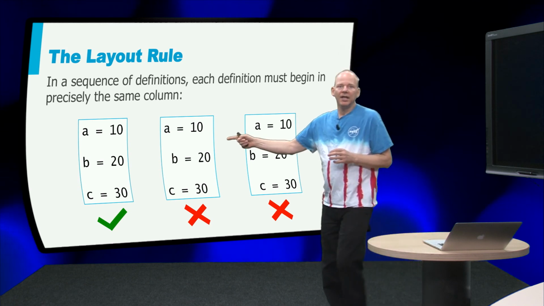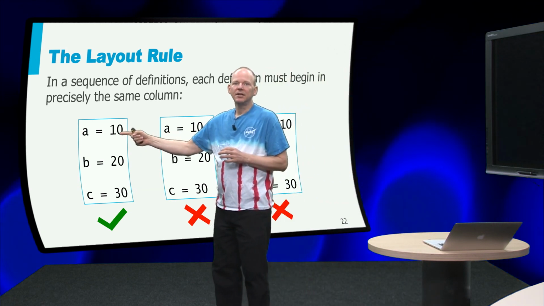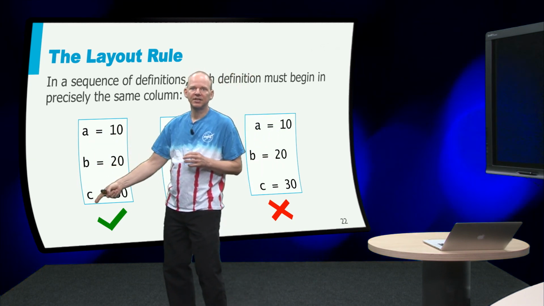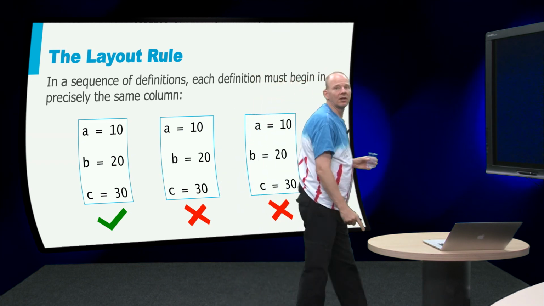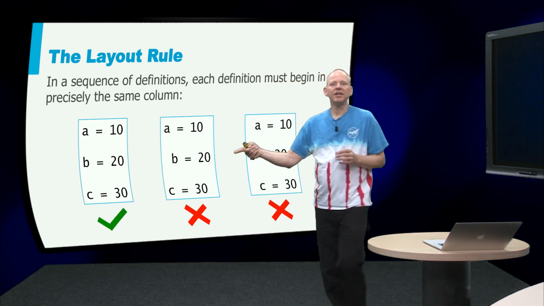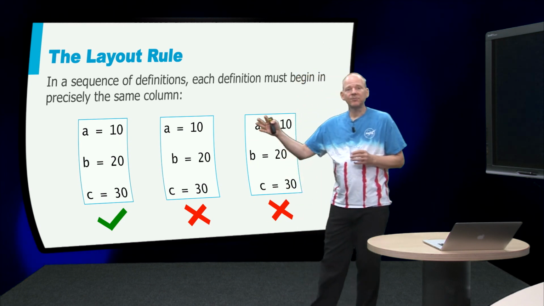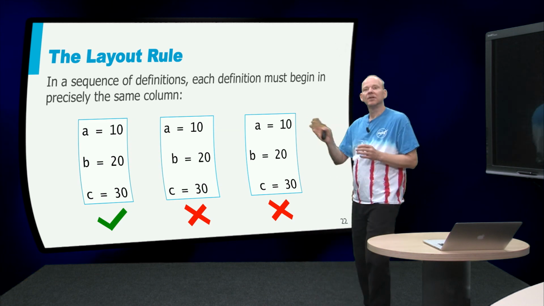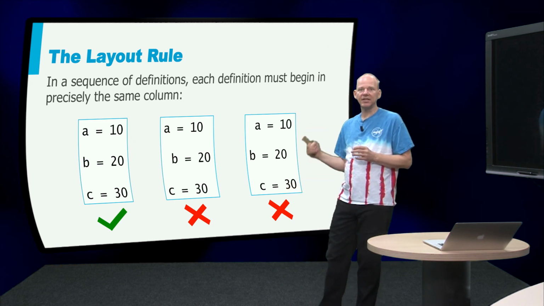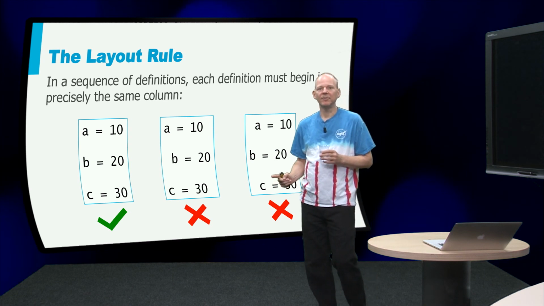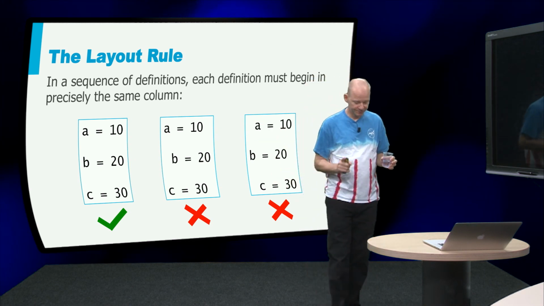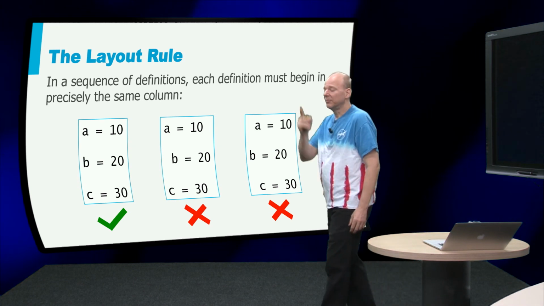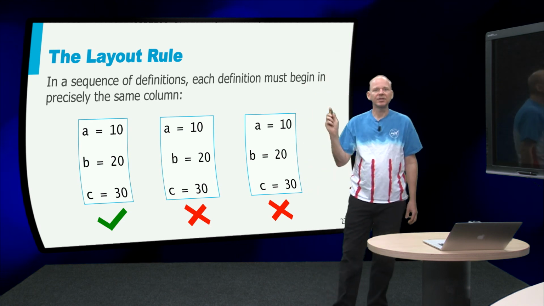So if you have a sequence of definitions, like here, they all have to start in the same column. You see here, A, B, and C all start in the same column. In this case here, B has a space to the left of it, so now all these definitions don't start in the same column. That's wrong. Or in this case, C and A don't start in the same column as B. Also wrong. Okay? So white space is significant in Haskell. So make sure that all your definitions are lined up. This is called the layout rule.